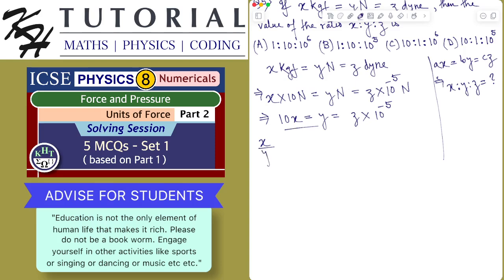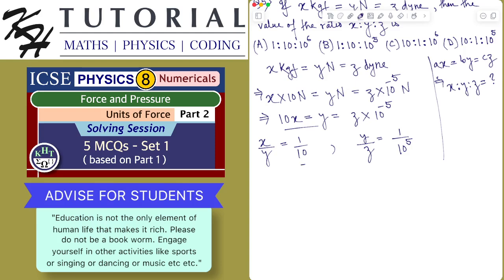Okay, the way I do it is, from here I get x by y, considering this equation, x by y is equal to 1 by 10. Also considering y is equal to z multiplied by 10 to the power minus 5, I have y by z is equal to 1 by 10 to the power 5. Now in x by y is equal to 1 by 10, for y we are having 10, and in y by z is equal to 1 by 10 to the power 5, for y we are having 1.